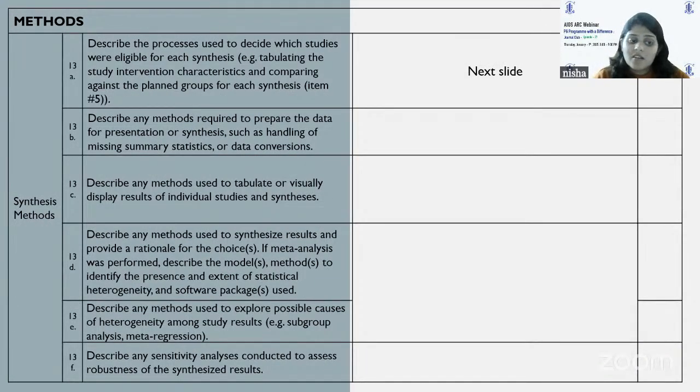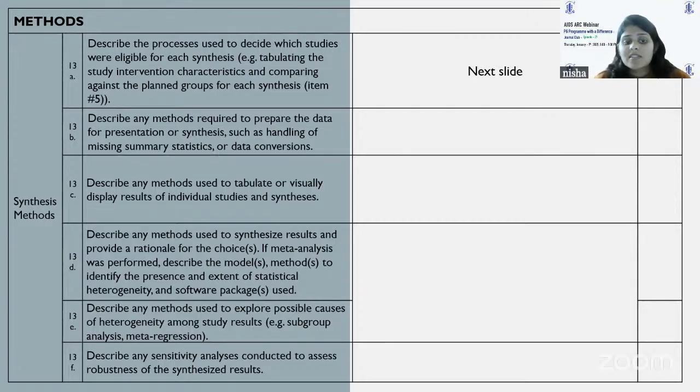So the checklist 13, in that there are synthesis methods. So that is further divided into 6 points. So the first one being describing the processes which are used to decide whether the study was eligible for synthesis. So this is like preparing a tabulation and mentioning the characteristic of each of the study that was included in the meta-analysis. And 13B is describing any methods which are required to prepare the data for presentation or synthesis, such as handling of missing summary statistics and data conversion.